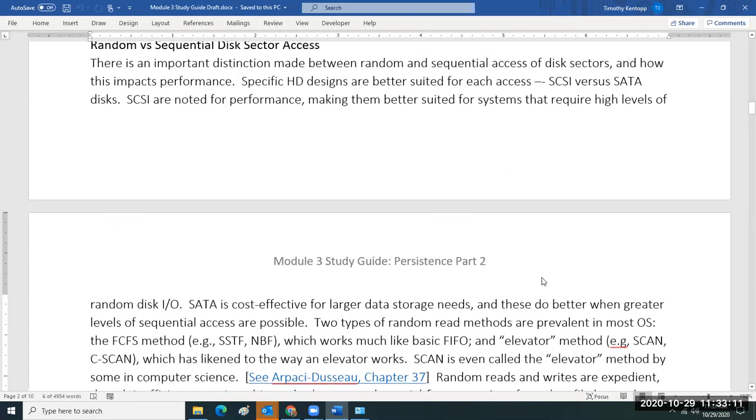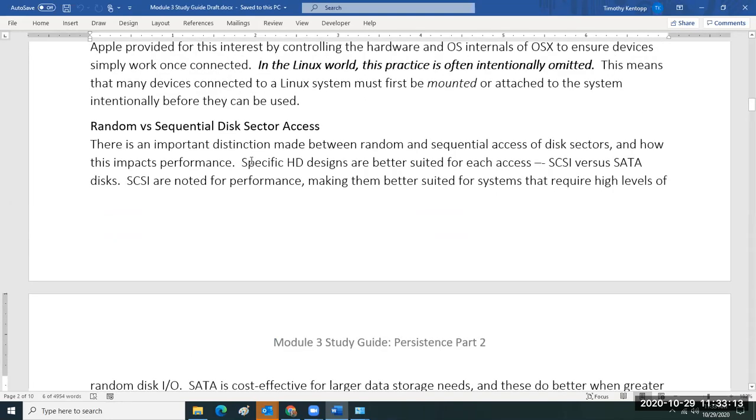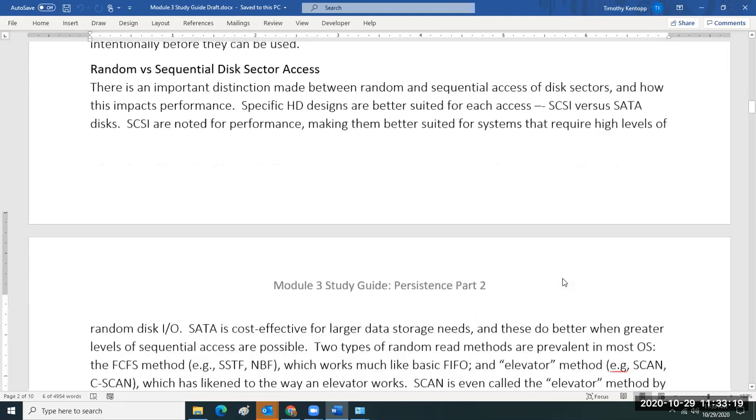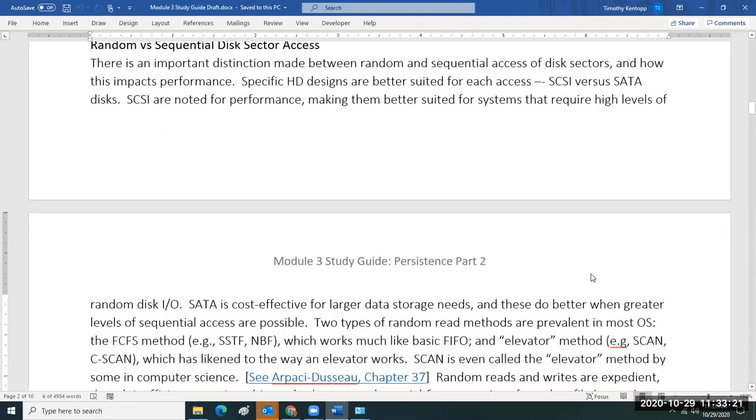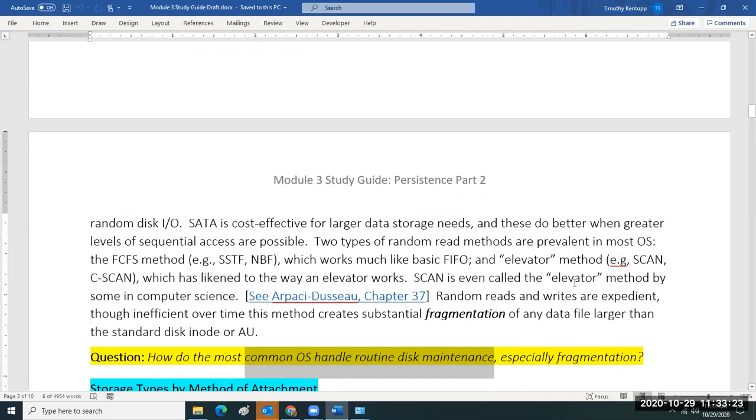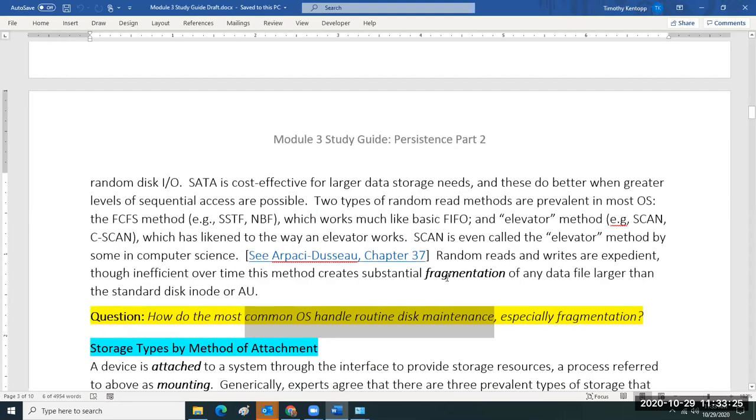So a part of the conceptual framework for disk sector access is not only that there are different methods to try to become more efficient, with higher levels of performance or security, but that there's also some overhead in the way of fragmentation, and you have to be able to manage that. Any questions about fragmentation or disk access algorithms?